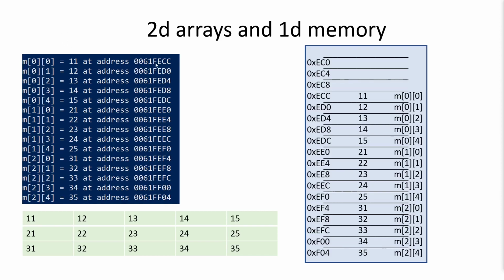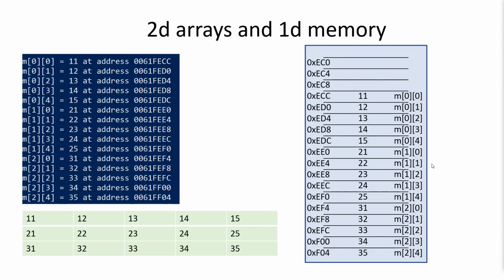You can see that the matrix starts up here at address ECC. So I've got my memory model where I'm starting at EC0. ECC is down here. That's where I'm storing the 11, and that's matrix element 0, 0. All right, great. I went ahead and I put in all of these.